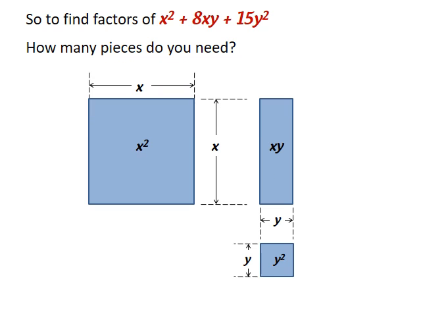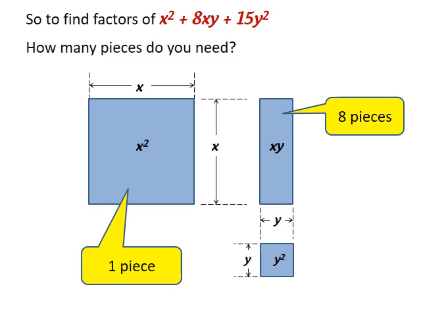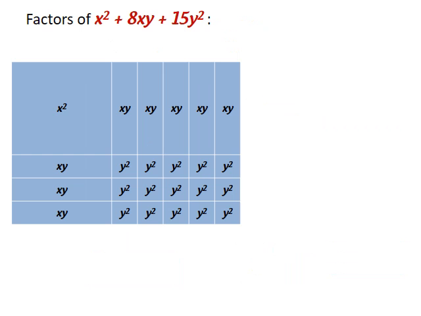And how many pieces do we need of each one of these for solving this expression? We need one piece of x square, 8 pieces of xy and 15 pieces of y square. And again, you know now what we need to do. We just need to arrange this in the form of a big rectangle and try to find out the factors. So can you try it out? This is how we have arranged it.